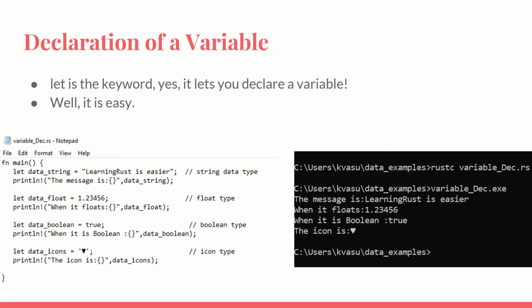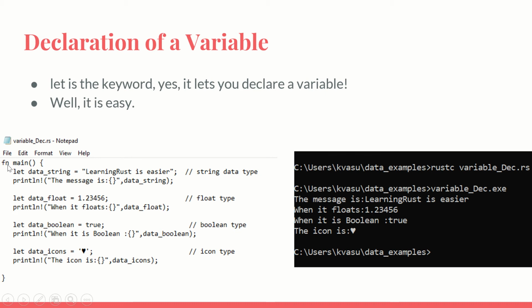Right, we are going to start with the fundamentals and declare a variable. Declaration of a variable is very easy in Rust and we need to use the keyword called let. L-E-T. Let is the keyword that we are going to use towards declaring a variable. Well, it's easy and an example is always handy. How do we do it?